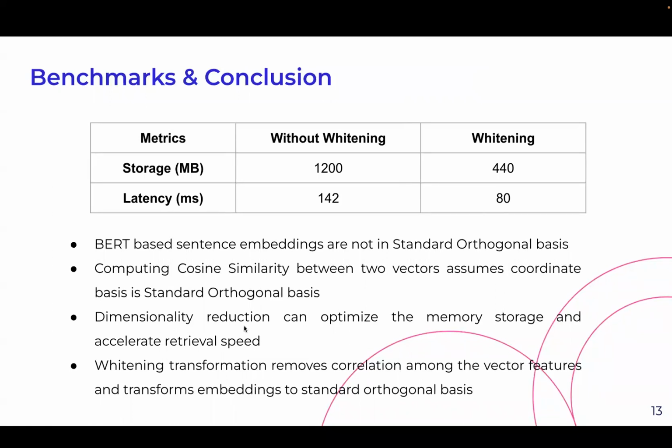And dimensionality reduction tries to optimize the memory storage and accelerate the retrieval speed. And the whitening transformation removes the correlation among the vector features and transforms the embeddings into a standard orthogonal basis. So all these I have shown in the images.